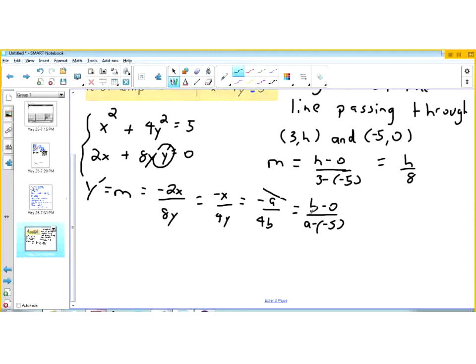Okay, so now we can cross multiply, and we can solve for a in terms of b or vice versa. Okay, so if we cross multiply, a technique from algebra, we'll get what? 4b squared is equal to minus a squared minus 5a. Okay, and so we have that expression.